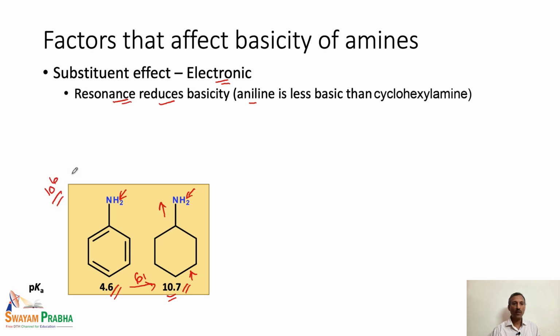In other words, pKa is the measure of minus log Ka, right? So, when we talk about minus log Ka, each log value that increases is by a power of 10, and the difference here is 6. In other words, aniline is a million times less basic than cyclohexylamine, or cyclohexylamine is a million times, that is 10 to the power 6 times, more basic than aniline. So, why or how does this actually happen?